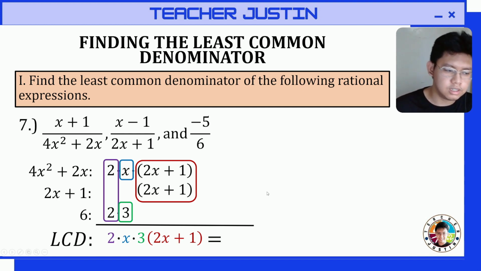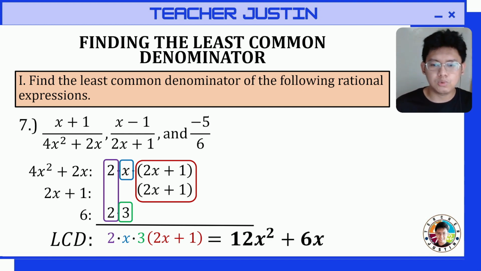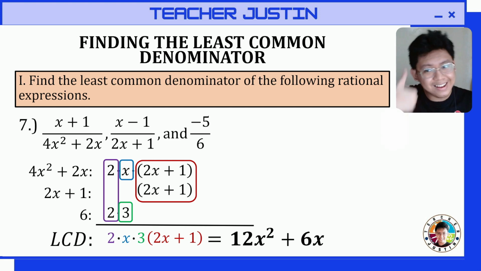That will give us a product of 12x squared plus 6x. And that will be our least common denominator. And that's it. Ta-da! Alright.